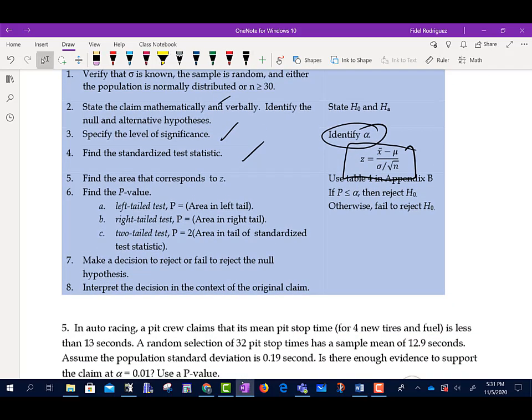If it's a left tail test, p is going to be the area in the left tail. If it's a right tail test, p will be the area in the right tail. And if it's a two-tail test, p will be twice the area in the tail of the standardized test statistic. We're going to make decisions to either reject or fail to reject the null hypothesis. And we're going to interpret the decision in the context of the original claim. So, 8 steps, right? That's a whole lot. Yes, it is, but I'm going to try to break it down.